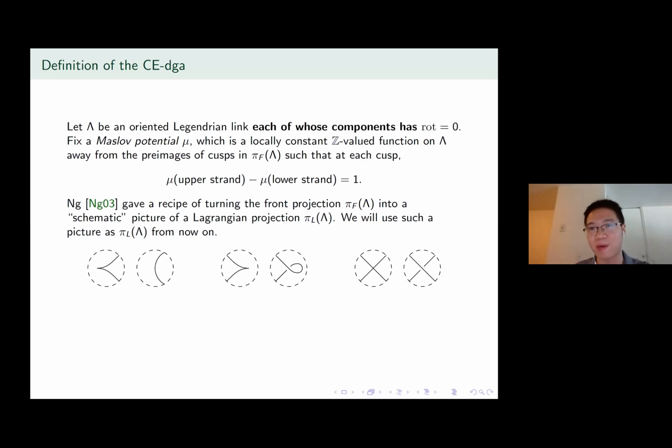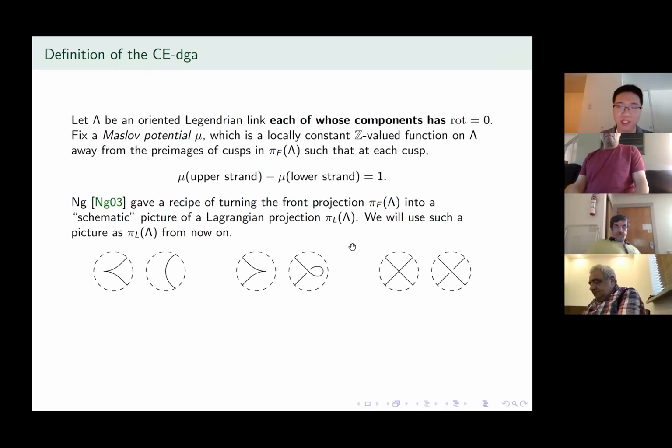And why a schematic picture? Because I mentioned that for a true Lagrangian projection, you really need to have this equal area condition. So just doing this always breaks the equal area condition. But there's always a way to save it, to improve it. But for convenience, to not keep drawing these big loops on the right-hand side of our link, because they take up too much room, we draw this kind of schematic picture from now on, and just remember there's always a way to make it precise if you want to do it precisely.